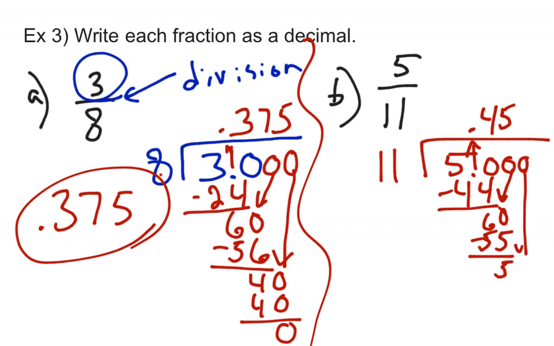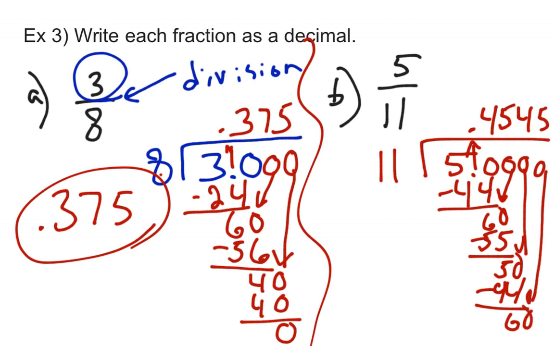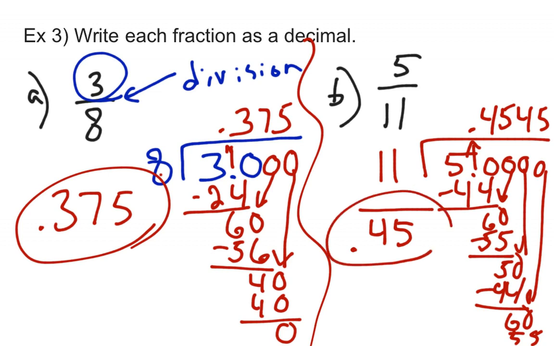Add a 0. Bring it down. 11 goes into 50 4 times. That's 44. 6 left over. Add a 0. Bring it down. 11 goes into 60 5 times. And you see what's happening here: we keep getting this repeating. The 0.45, 45 is going to keep going like that. As soon as you notice the repeat, you can go ahead and stop. Since the 4 and the 5 are both repeating, we put that repeating bar over both of them. That's what we call bar notation.